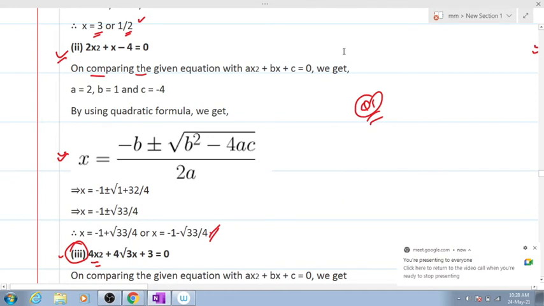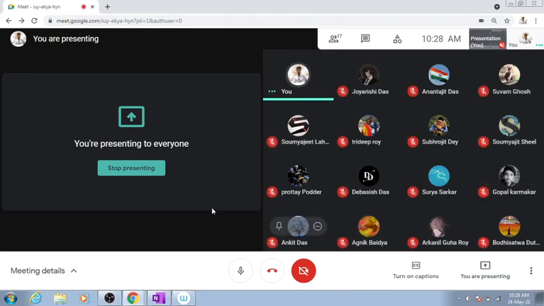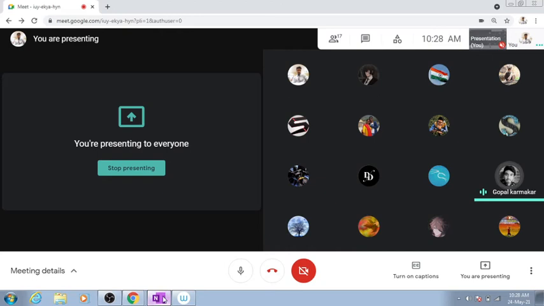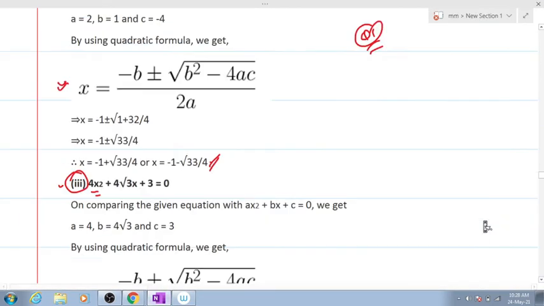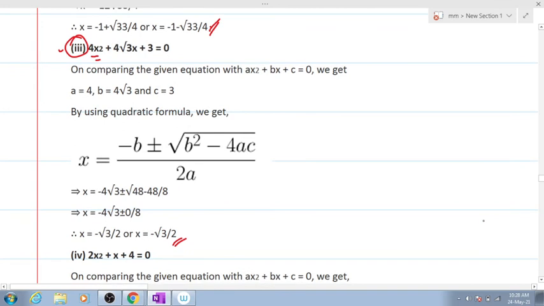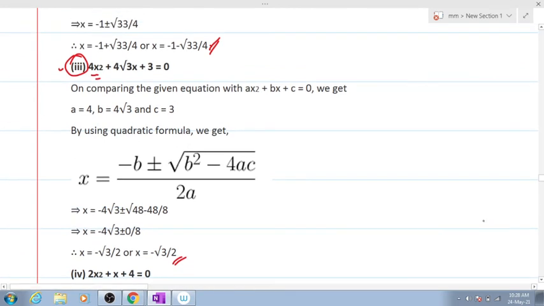Now after having done the third question, we'll do the fourth question. And who was telling the answer of the third question? Gopal was telling, or Agni was telling? Number 3 is very good. Out here we'll be getting clearly root 3 by 2 and minus root 3 by 2, and minus root 3 by 2, right?